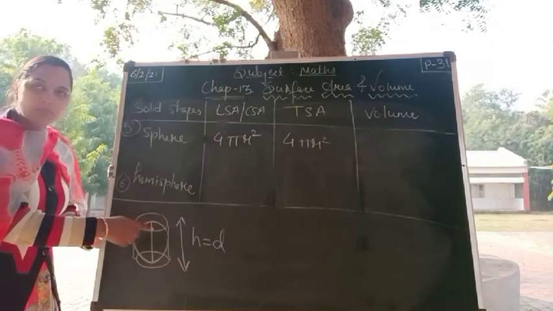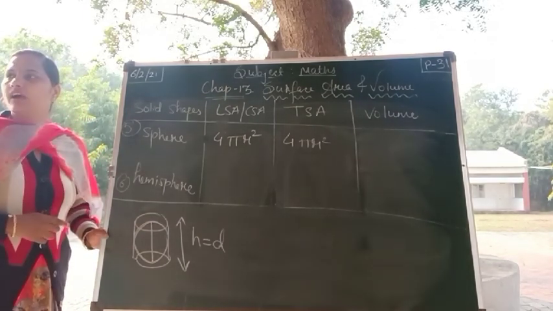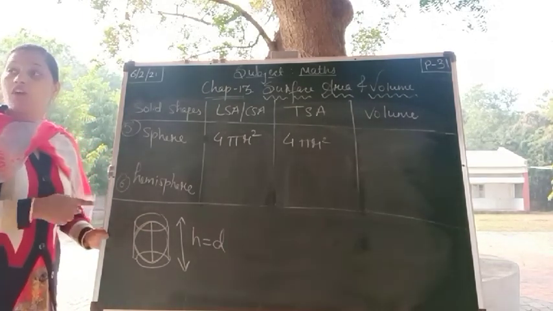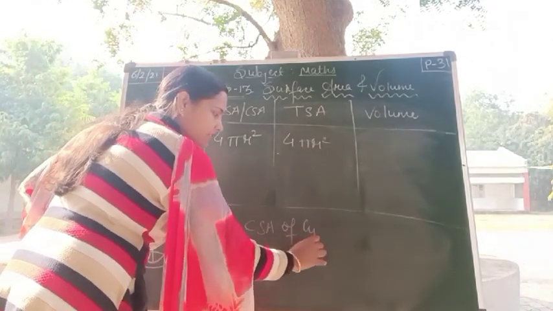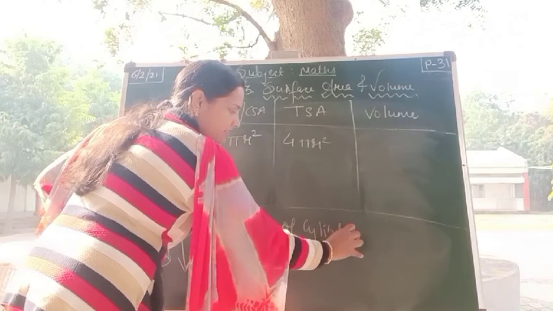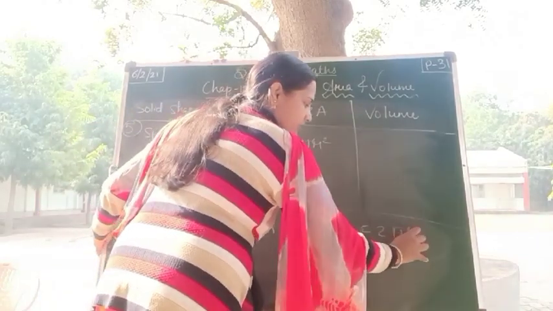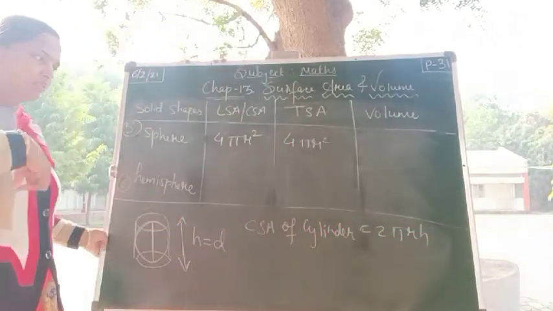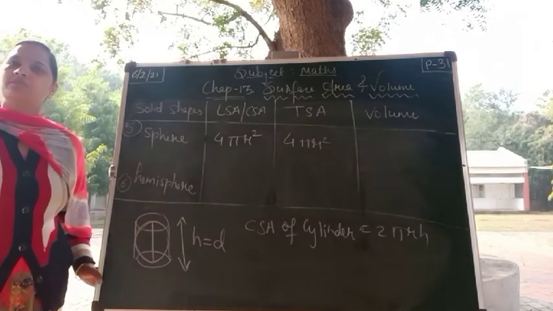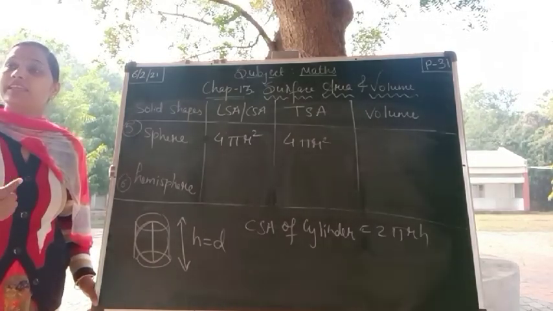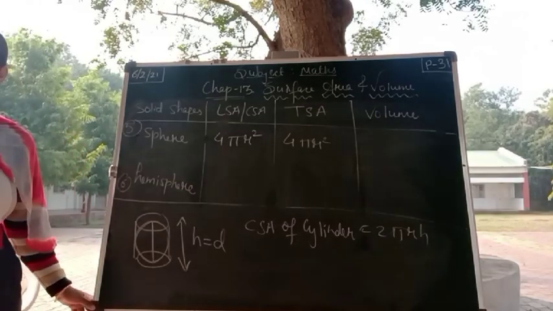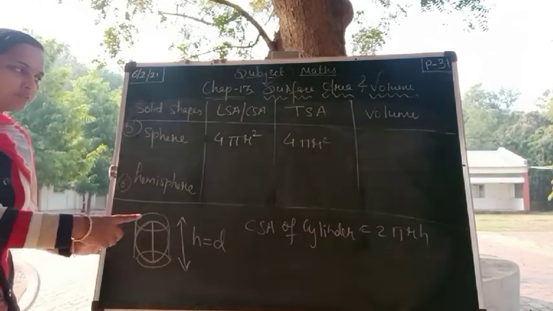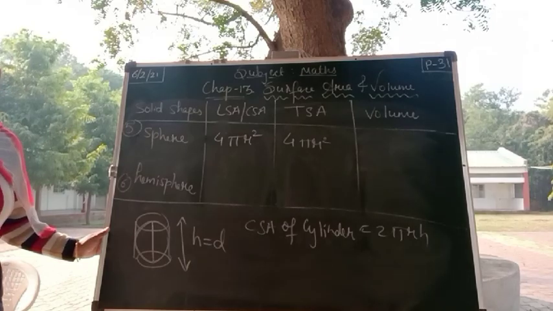Okay. Now tell me, what is the curved surface area of cylinder? CSA of cylinder. 2 pi r. Now learnt very well, right? 2 pi rh. Can you see pi r square h? Why? That will be volume, because area of base into height. This is what? Perimeter of base into height. Perimeter of circle into height. So curved surface area of cylinder, you say 2 pi rh.